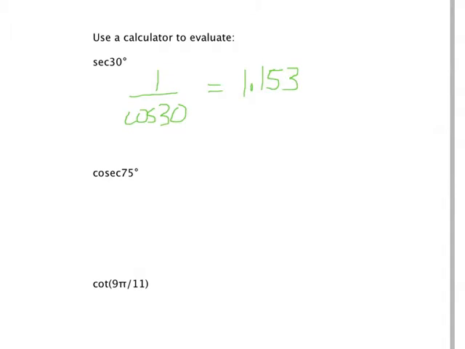To do cosec of 75, remember this is 1 over sine of theta, so that's 1 over sine of 75. So 1 divided by sine of 75, and you get the answer 1.035.